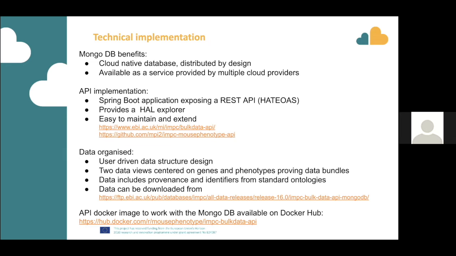The data organization inside this technical setup is, of course, very user-driven based on the queries I just showed you. So there are mainly two data views centered on genes and phenotypes to provide the particular data bundles. And it also includes all the provenance information and annotations which were accessible through the website so far. That means it captures all the information from the experiments, how the experiments were performed, by whom, in which way, and also the annotations from the ontologies.